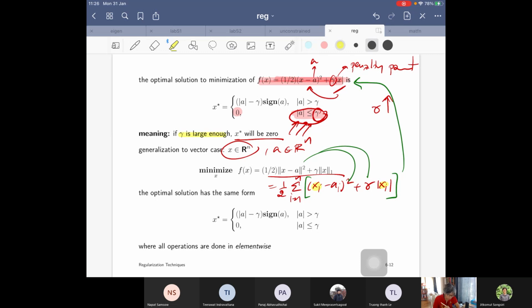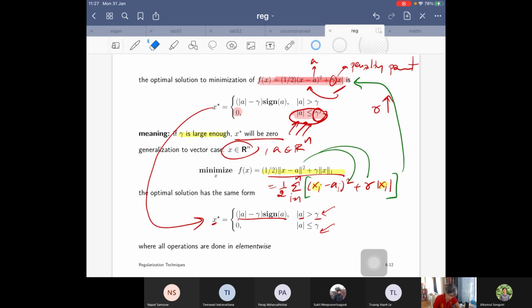Right. So the optimal solution of this problem in the vector form can also be obtained in the same way, but you just interpret each expression as an element-wise operation. Which means whenever the entries of A are bigger than gamma, the corresponding entry of x would be this expression.